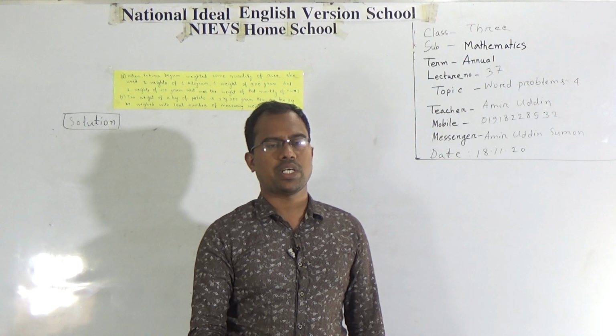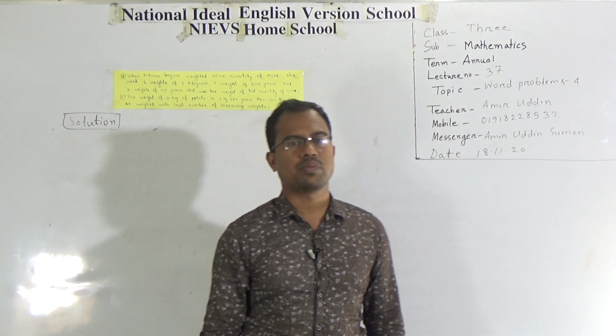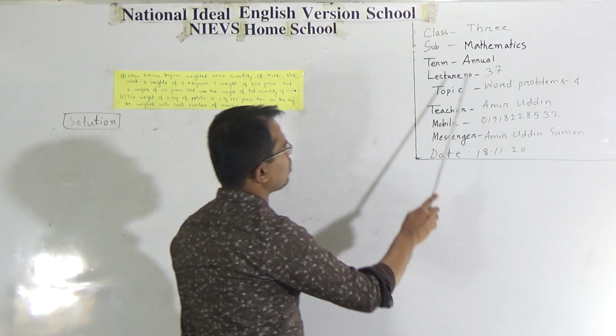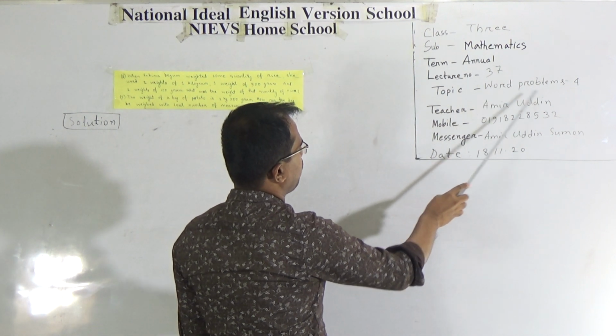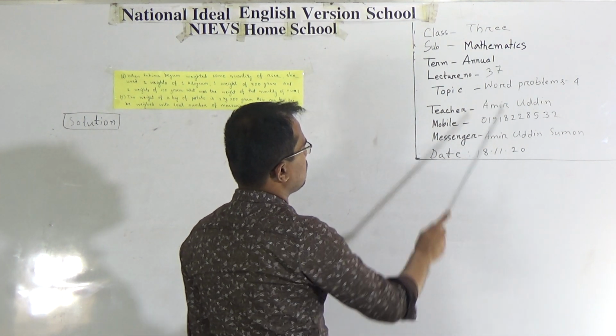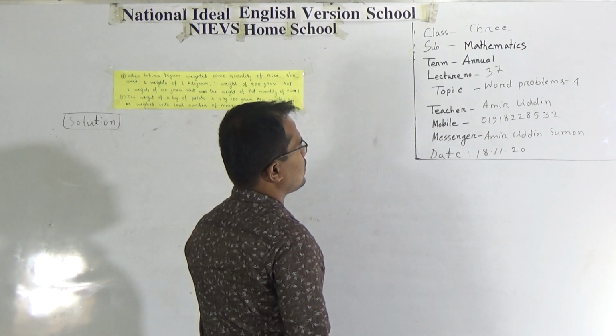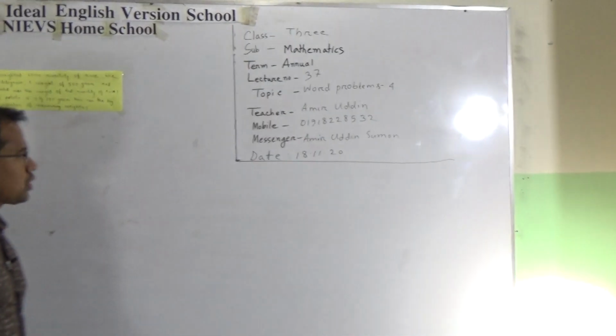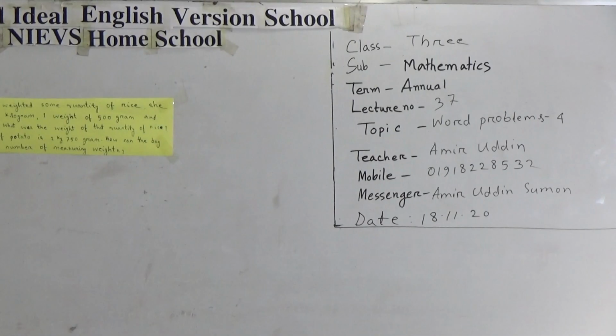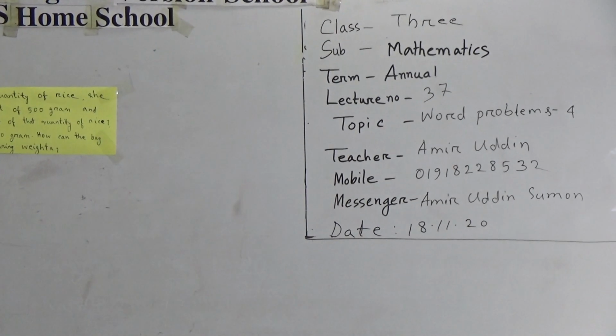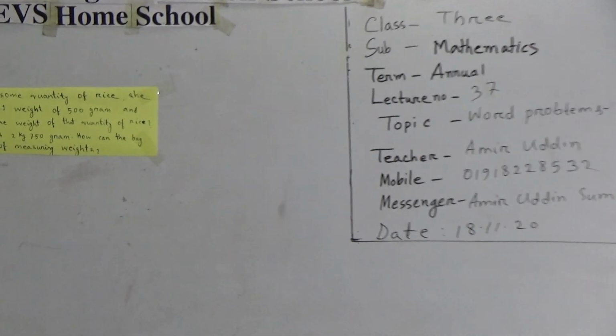Dear students, today I am going to take a math class for the students of class 3. And our today's topic is word problems 4. This is lesson number 37. Okay, let us start our class. In this class, we will solve a total of 2 word problems. At first, I am reading the question of word problem number I.